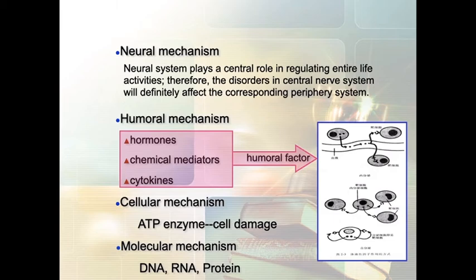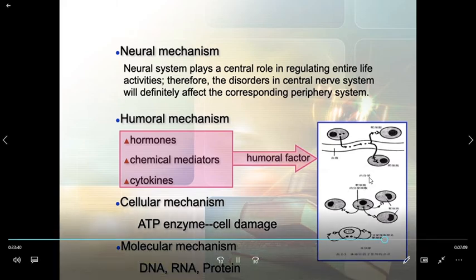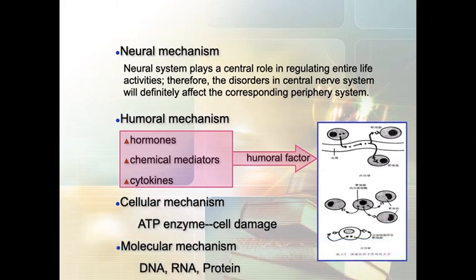Okay, I'm going to do a brief introduction about these four aspects of mechanism. Neural mechanism. Our nervous system plays a central role in regulating entire life activities. Therefore, a disorder in the central nervous system will definitely affect the corresponding peripheral system. Easy to understand. I think we started to understand it when we began the first medical subject as a medical student, which was, yes, anatomy.